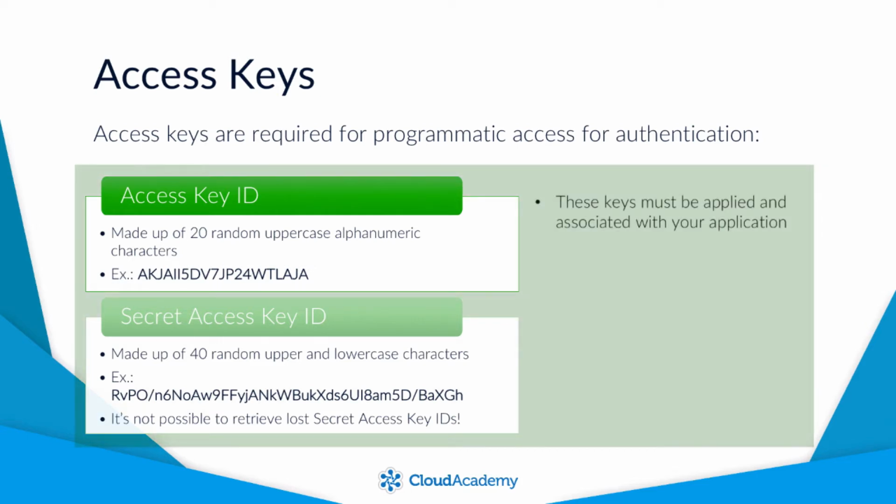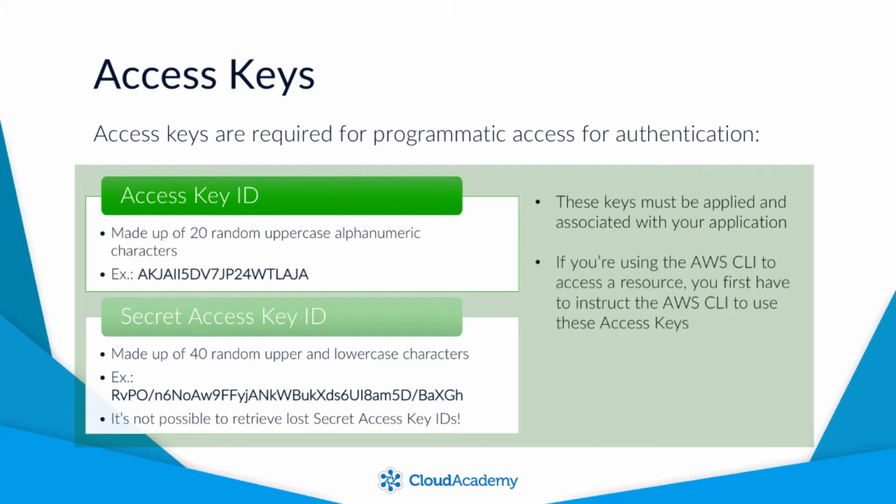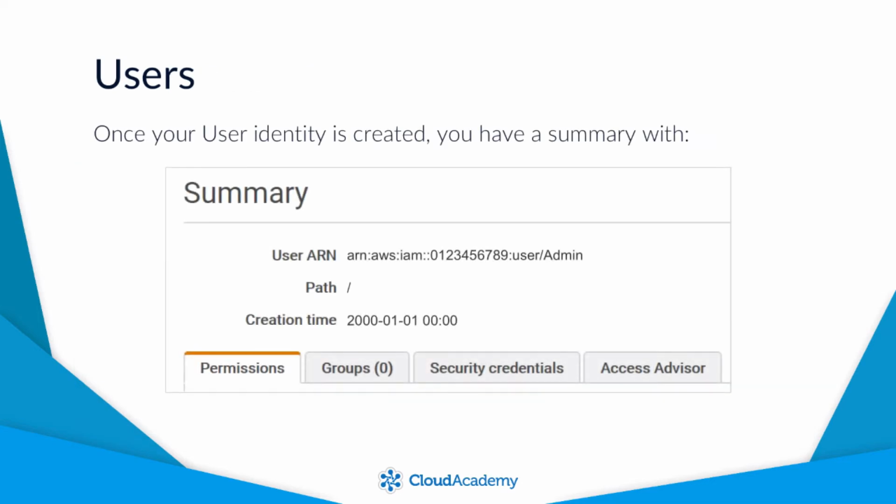These access keys must then be applied and associated with the application that you are using that requires the relevant access. For example, if you are using the AWS CLI to access AWS resources, you would first have to instruct the AWS CLI to use these access keys to authenticate and provide authorization. The method of performing this association varies based on the application and system that you are using. However, once this association has taken place, it ensures that all API requests made to AWS are signed with this digital signature.